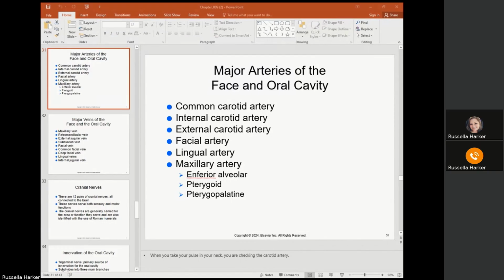We're continuing on with Chapter 9, starting with the blood supply to the head and neck and major arteries of the face and oral cavity. So listed here are the major arteries of the face and oral cavity.